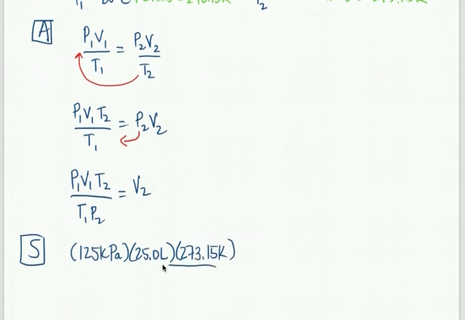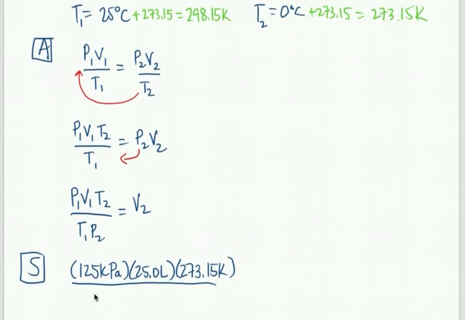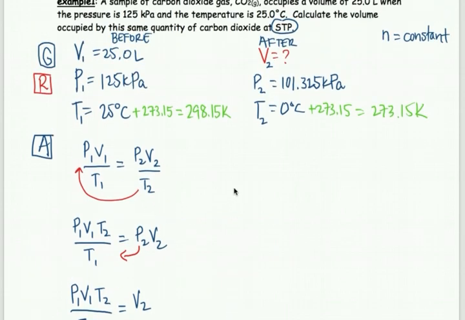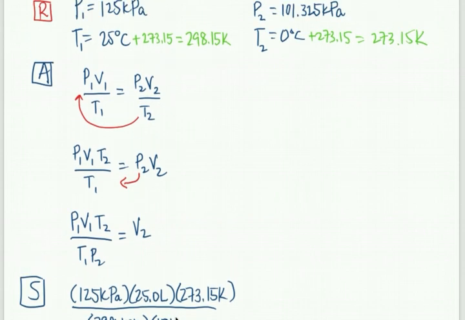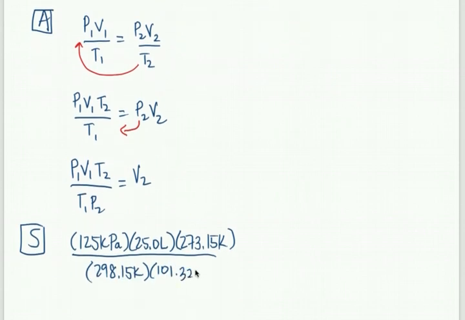I need to put in temperature 2 here, and then I'm going to divide all of this by temperature 1 and pressure 2, in kilopascals. From there you can see that the units cancel out nicely. The kilopascals go, the kelvins go, and you should be left with the volume unit. This was all equal to V2 here.